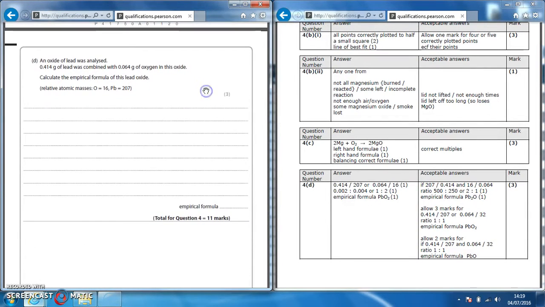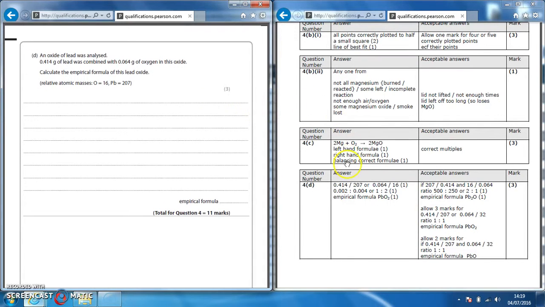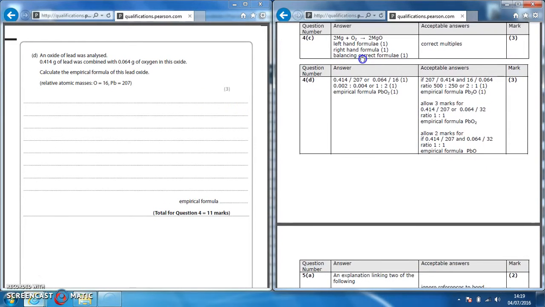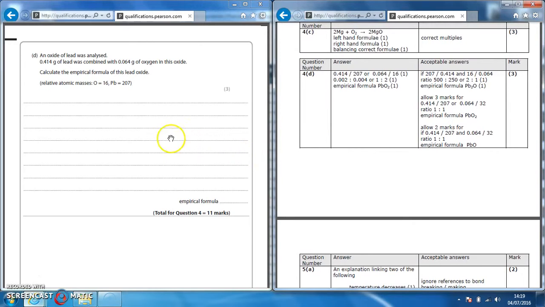And this is where it gets to be a little bit more tricky. So get your thinking hat on and listen to how the maths goes. So for an empirical formula, we need to know the elements that are there.